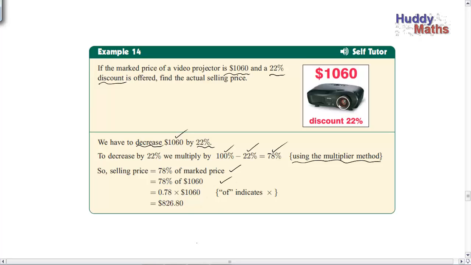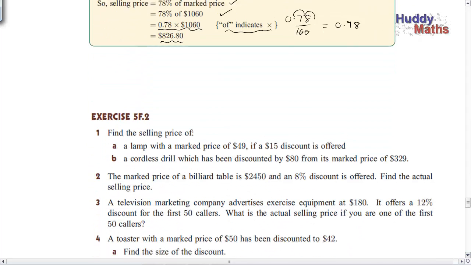78% of 1,060 is, watch here, 78 over 100, same again. Move the decimal in. So it's 0.78. There's your multiplier. It's 0.78 times 1,060. And they're saying here of means multiply in this situation. So you'll only have to pay $826.80. All right, come down and have a look and see what you think.